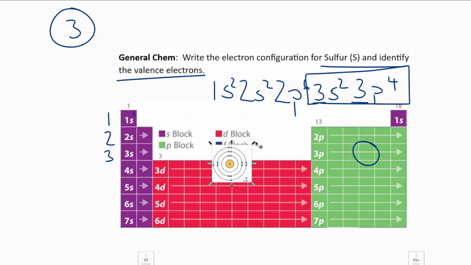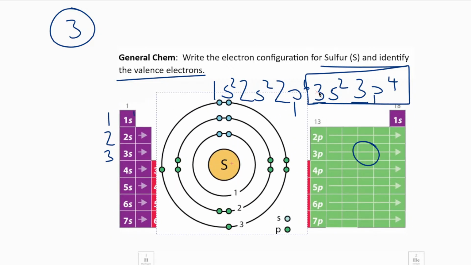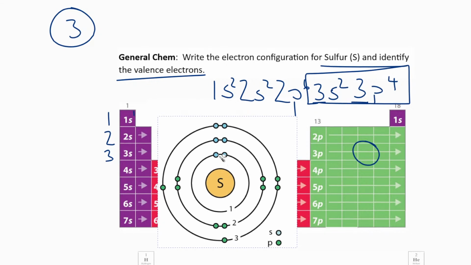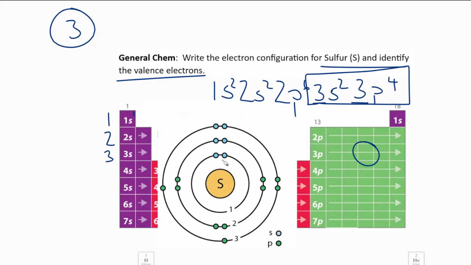And if you look at sulfur here, here's the first energy level right here. And there are just 2 in the first energy level. That's 1s2. Second energy level, we have 2 of the s's, 6 of the p's: 2s2, 2p6. Outer energy level, the valence electrons, we have 2 of the s's right here, and 1, 2, 3, 4. You see those last 2 spread out.